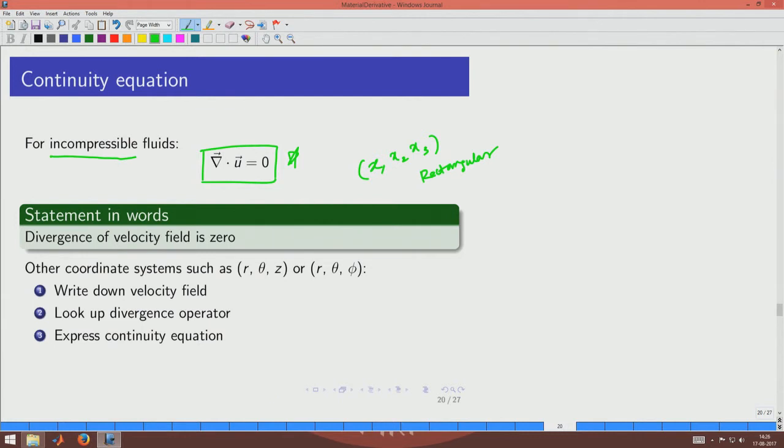So, the sense that the divergence of velocity field is 0, once it is there, then what we can do is that in any other coordinate system such as the cylindrical here or spherical, we can first look up what would be this operator and how the velocity would be written in those coordinate systems, and then express the continuity equation in those respective coordinate systems. Which means that we do not have to derive this equation in all the coordinate systems again and again, because the sense of this equation is already established in this vectorial notation that we have written here.